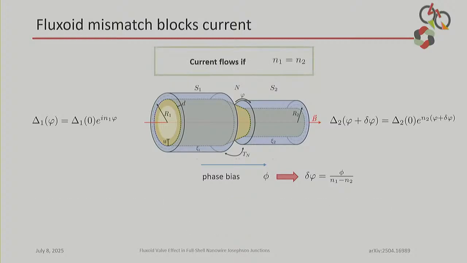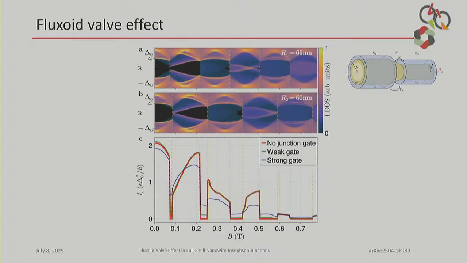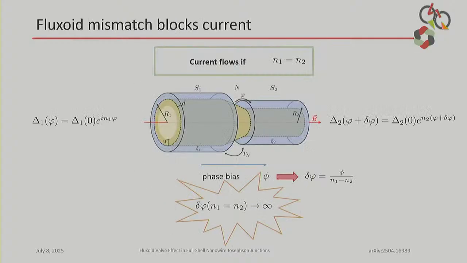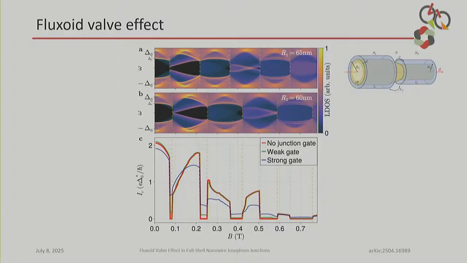This mechanism allows for a current flow if both fluxoids or both winding numbers are the same, because then, of course, this argument doesn't apply, and then I can have a current as I would have in any other Josephson junction. If we do the simulation, with the full numerical code, what I have here is the local density of states at this side of the junction. Down here, the local density of states at the other side of the junction. And if I calculate the critical current, I see precisely that.